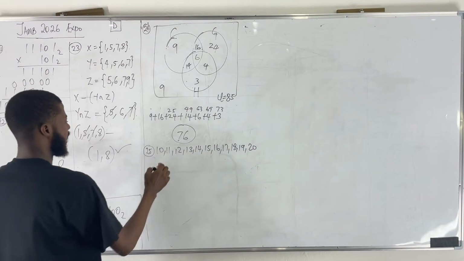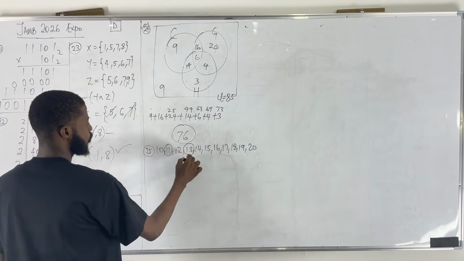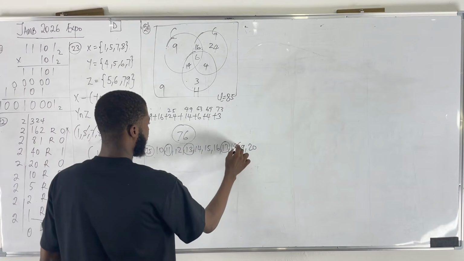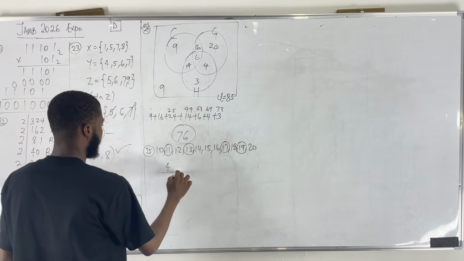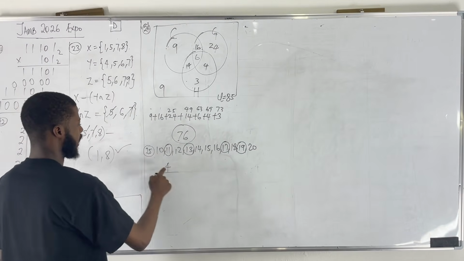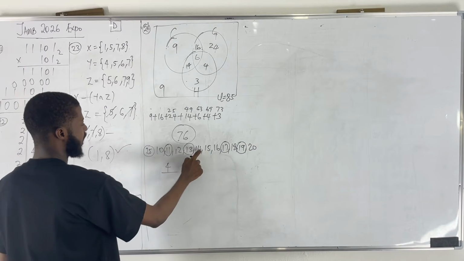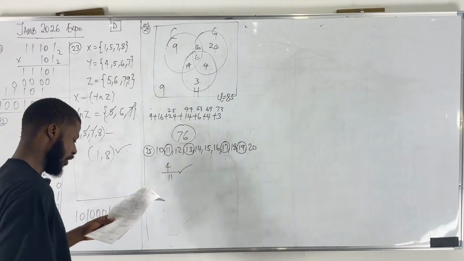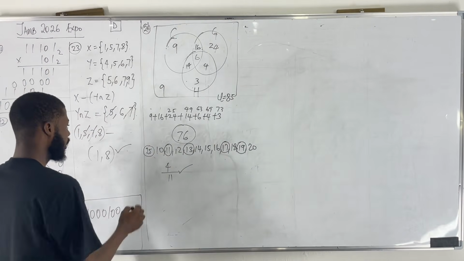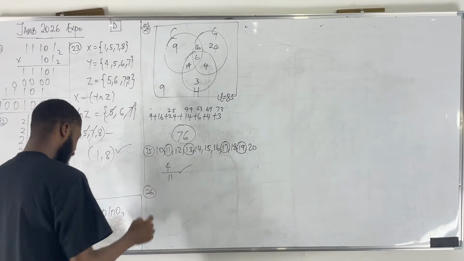Now, how many prime numbers are here? This is 1, 2, 3, and then 4. There are 4 prime numbers. So this will be 4 divided by, how many numbers are here altogether? 1, 2, 3, 4, 5, 6, 7, 8, 9, 10, 11. So the answer is 4 over 11. That's A. The next one is number 26.